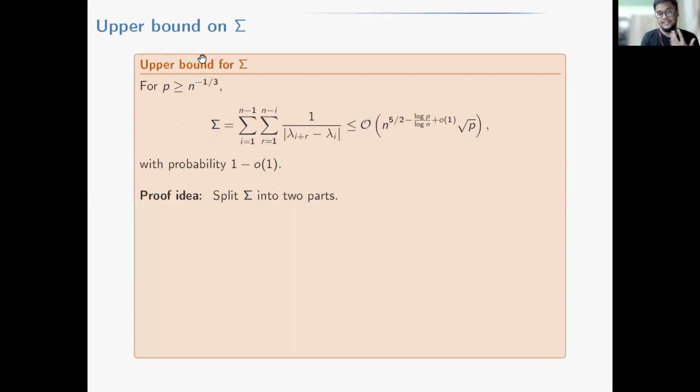So what we prove is that if P is greater than n to the minus 1/3, sigma is upper bounded by this quantity. And what you can immediately see is that if P is constant, this is something like n to the 5/2 plus small o of 1, right? Which is not far from what the lower bound for the minimum eigenvalue gap was. So again, I'll come to that in a while, but the proof strategy is what I mentioned.